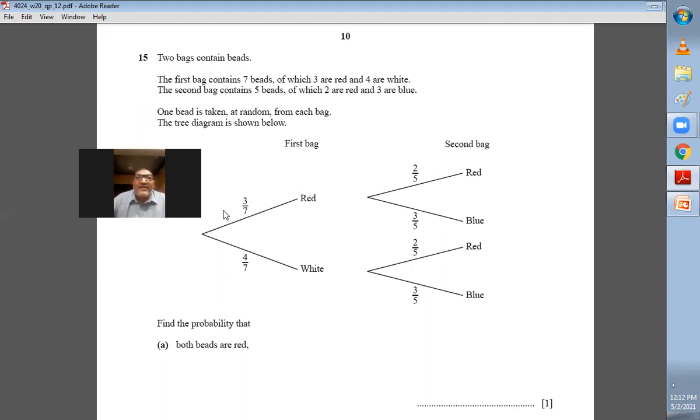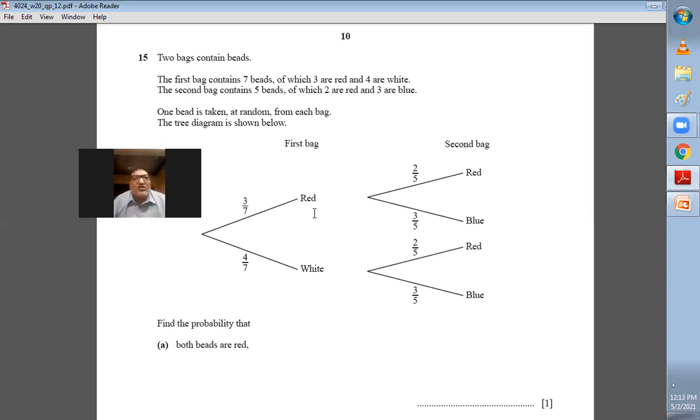For example, red, red, its probability will be 3/7 multiplied by 2/5. Red, blue, its probability will be 3/7 multiplied by 3/5. White, red, its probability will be 4/7 multiplied by 2/5. White, blue, its probability will be 4/7 multiplied by 3/5. So you complete your tree diagram.